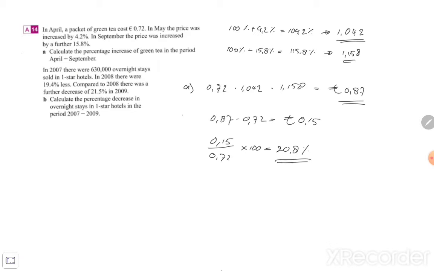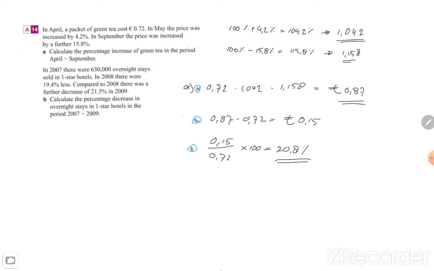20.8%. So the difference between exercise 13 and 14 is that here you need to know all those steps. Step number 1 is to calculate the new price. Step number 2, what is the difference between the old price and the new price? And then, of course, step number 3 is to calculate your percentage increase.